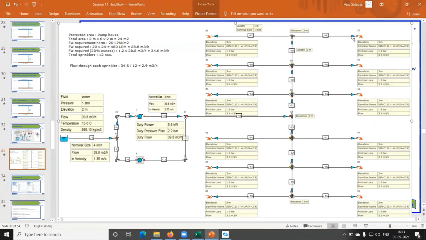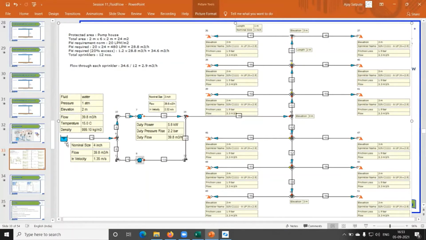Now in this case, what I have done, from this sprinkler to this sprinkler, the total distance is 1 plus 1, okay, 2 meters. Now this T and this junction, the distance is 2 meters, right? So this sprinkler to this sprinkler also, the distance is 2 meters. So every sprinkler is distributed with a distance of 2 meters each, right?